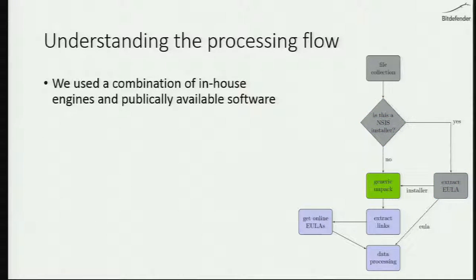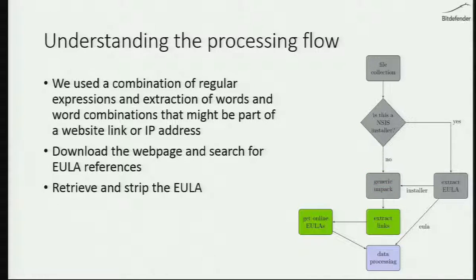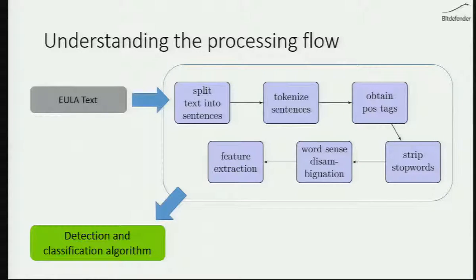Next, we unpack all the files using in-house engines and publicly available software that can handle different packers. This actually helps us find all those patterns that we need in order to extract links and things like that, that ultimately get us to an end-user license agreement or a privacy policy or things like that. And all that information goes to processing. Well, the first thing we do is split the text into sentences. Then we tokenize them and obtain the part of speech tags.